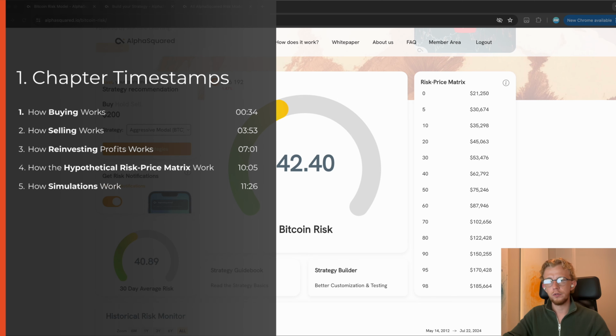In this video, we'll walk you through everything you need to know about how our platform works. We'll cover buying, selling, reinvestments, the hypothetical risk price matrix, and simulations. We'll use Bitcoin as an example throughout, but the same principles apply to all the assets that we support.